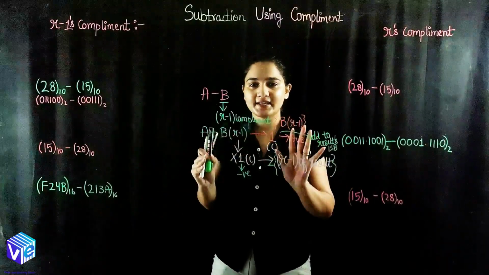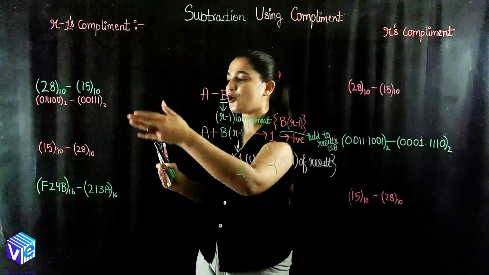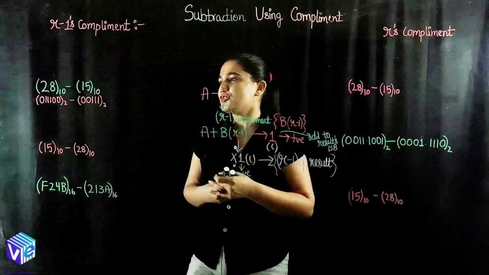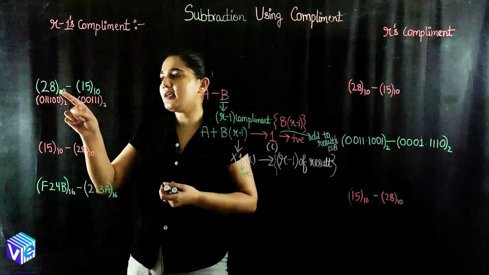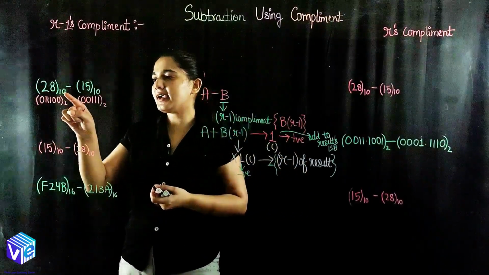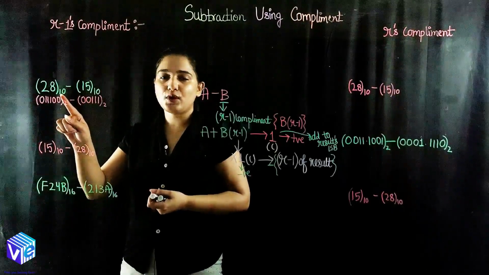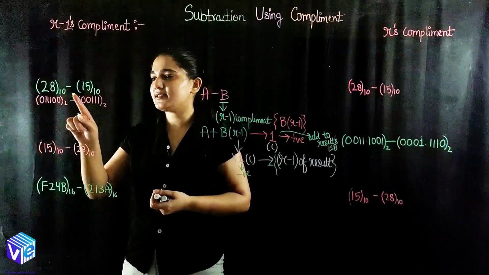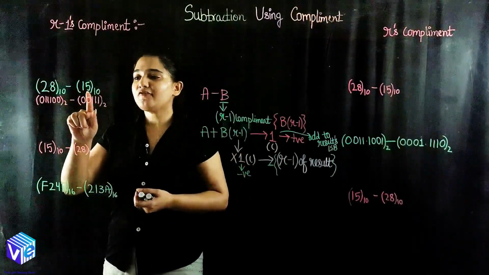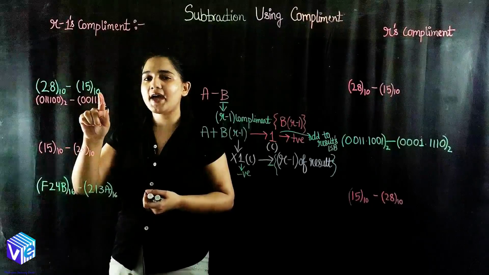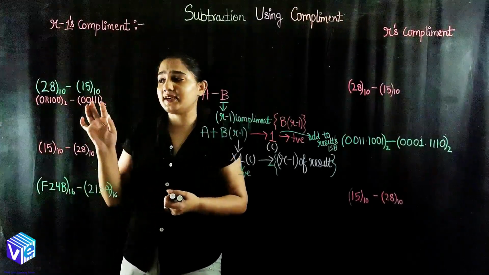So if you are still having confusion, we will be talking about a lot of examples. We have the first example. In that I have 28 base 10. So what is this base? This is the r value. So I am talking about the decimal number system here. I am subtracting 15 from 28 and both are in decimal number representation.